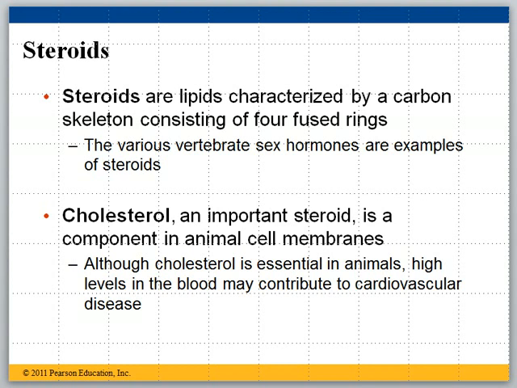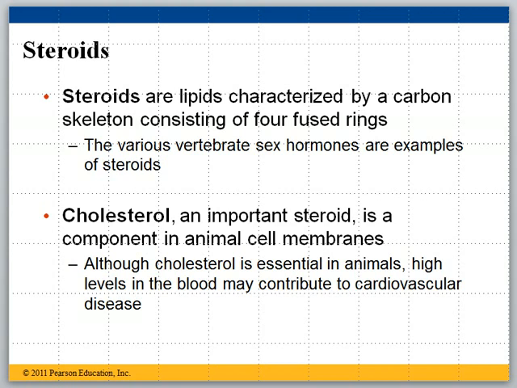Off of these four fused rings, they'll have various chemical groups that stick off like branches. What really matters is not the four fused carbon rings, because that tends to be the same for all the steroids. It's what's sticking off of the edges that makes the difference between them. For example, the various vertebrate sex hormones are steroids. Testosterone, estrogen, progesterone are all steroids, and the difference between them is the branches sticking off of these four fused rings.